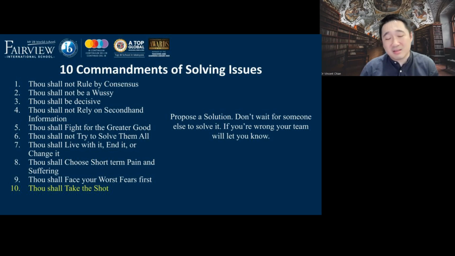And finally, take the shot. Thou shalt take the shot. Propose a solution. Don't wait for somebody else to solve it. If you're wrong, your team will let you know. It's okay. It's all right to make mistakes. Your team will recognize you far more for being the person that took the shot, made a mistake, apologized, learned, and adapted from it, than the guy who went, I don't know what to do.